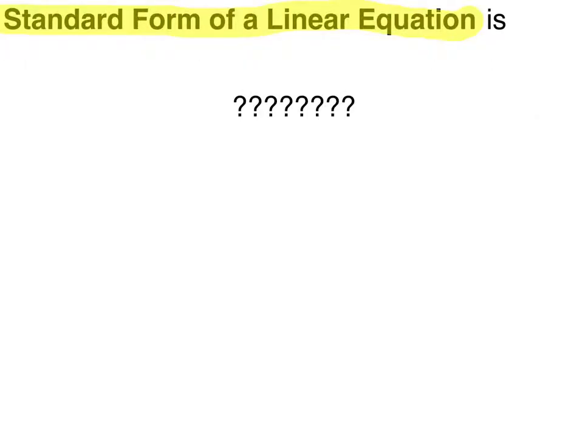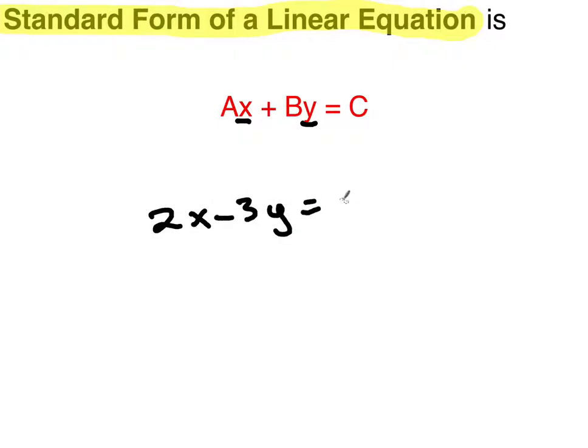Okay, so standard form of a linear equation is what? I want you to pause the video and try and see if you can write down what standard form is. And standard form is ax plus by equals c. A, b, and c are just numbers, they're placeholders. X and y are variables that won't change. So like I said before, this is an example of a linear equation in standard form.